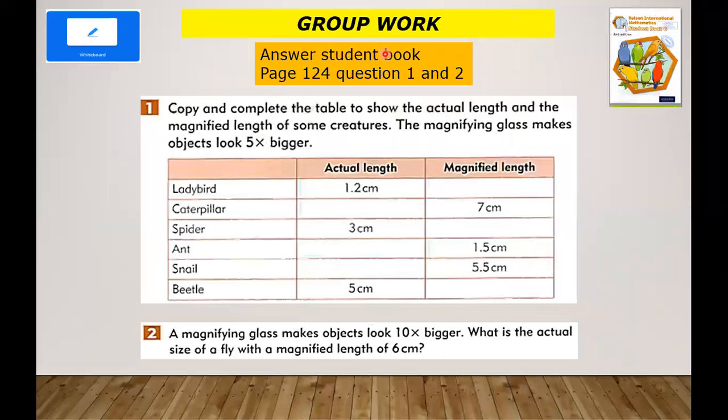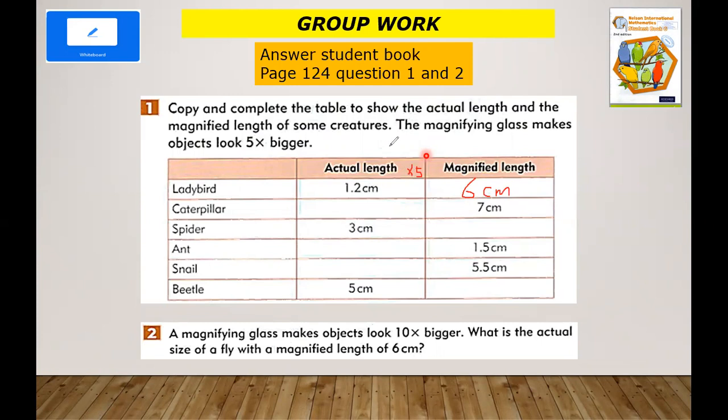Okay. In student book, page 124, question 1 and 2, can you try to fill in the missing numbers here? Copy and complete the table to show the actual length and the magnified length, so this one became bigger, of some creatures. The magnifying glass makes objects look 5 times bigger. So therefore, we multiply this one by 5. What is 1.2 centimeters times 5? 5 times 12 is 60. Therefore, it is 6 centimeters.